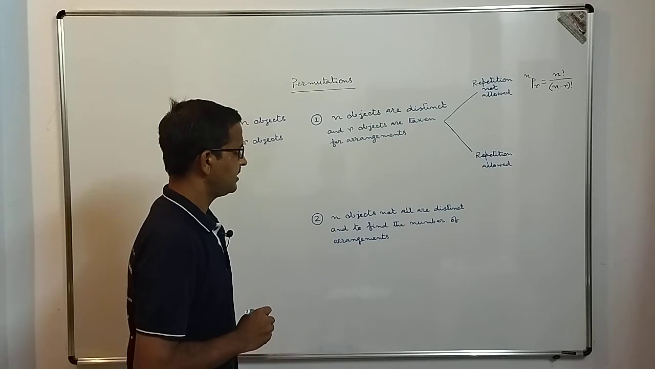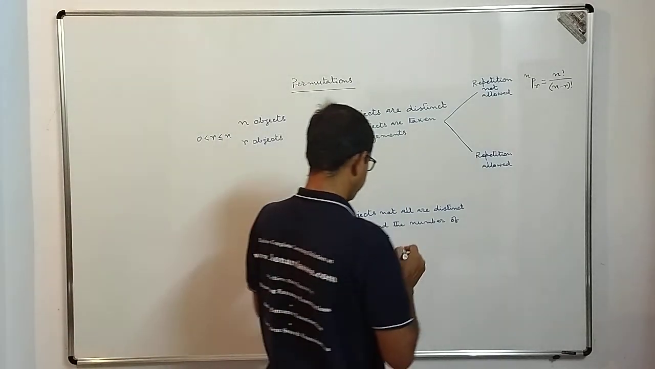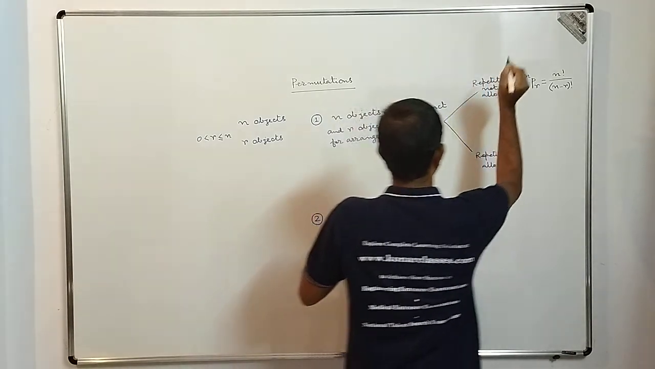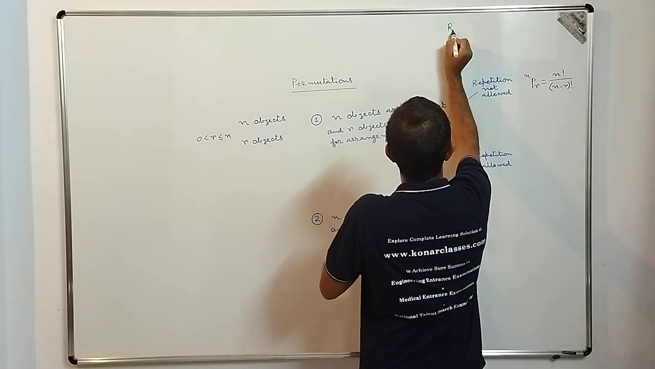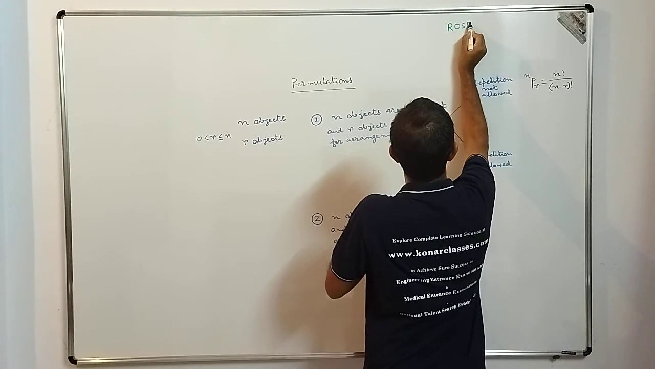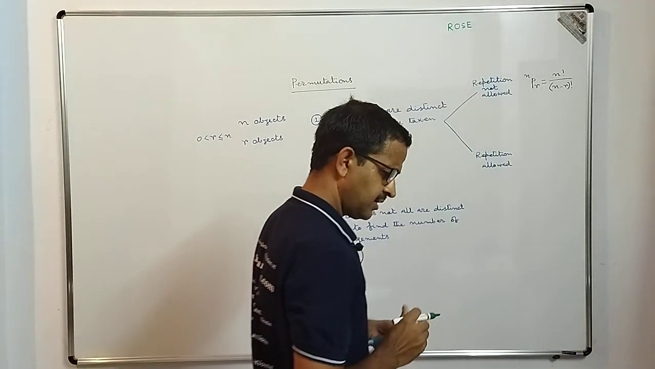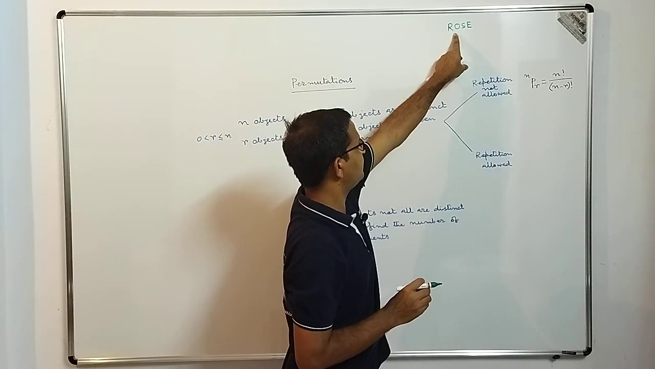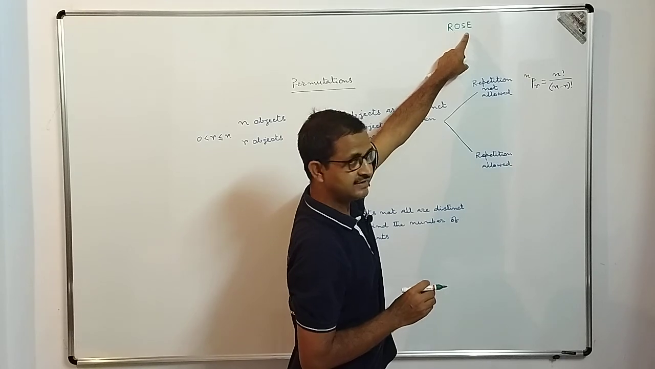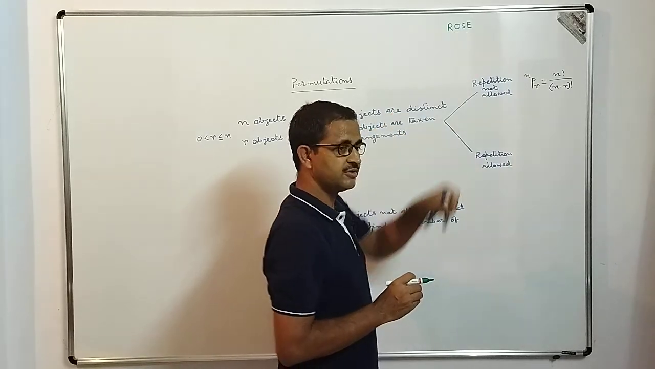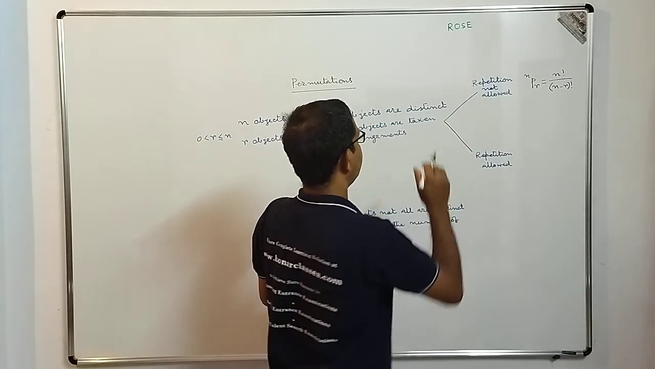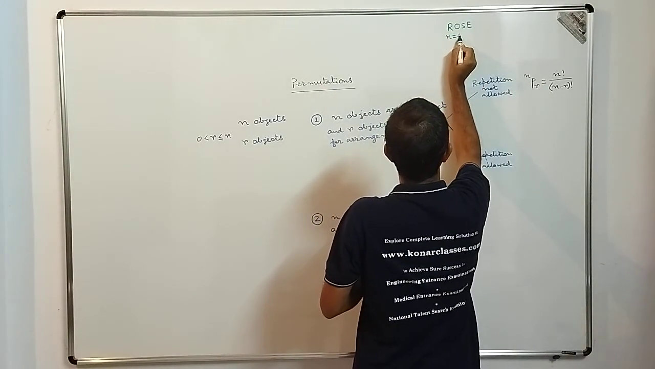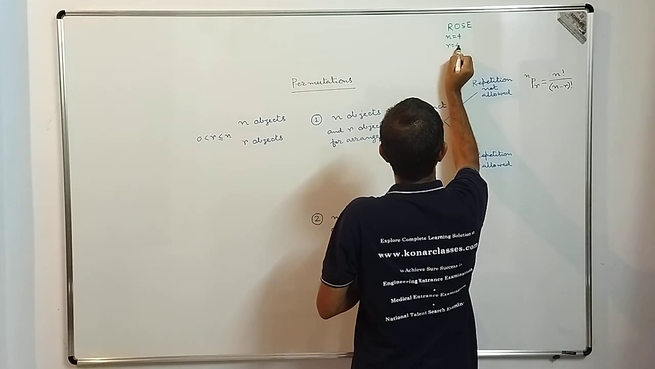Okay, so let's take an example. For example, let us take a word called rose, R-O-S-E. Now in this word rose, all the letters are different. What is the possible number of arrangements? In this case, we see n equal to 4 and r is also equal to 4.